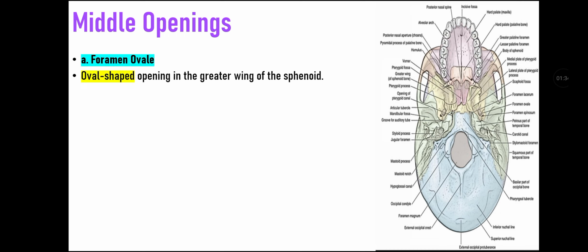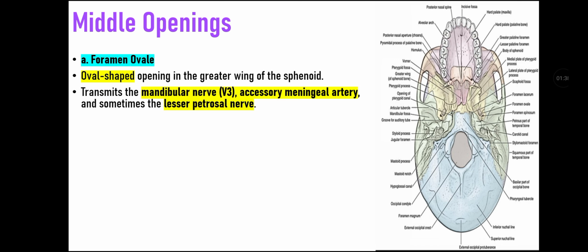Now let's talk about openings that are present in middle third of the Norma Basalis. They include foramen ovale, that is oval-shaped opening in the greater wing of sphenoid bone. It transmits the mandibular nerve, accessory meningeal artery, and sometimes the lesser petrosal nerve.